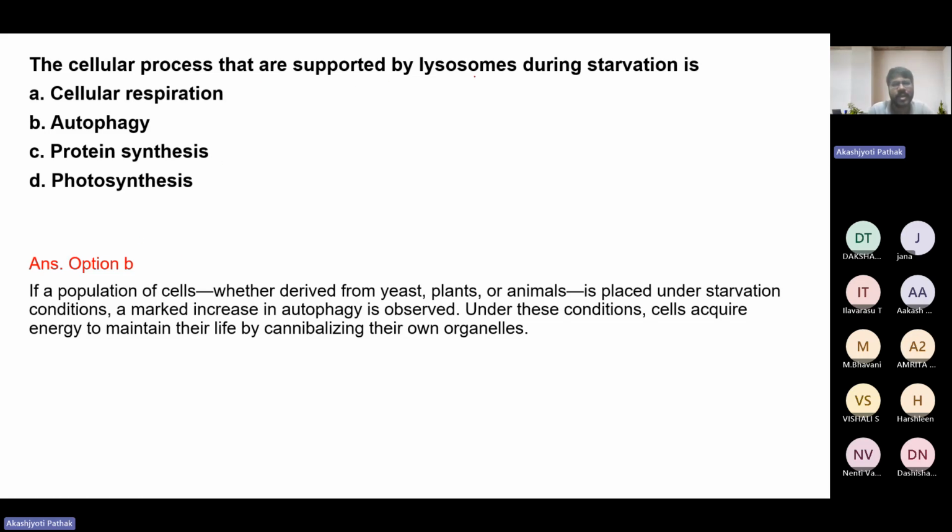So the cellular process that is supported by lysosome during starvation is what? Just now we discussed, it is autophagy. Okay. So what is autophagy? If a population of cells, whether derived from yeast, plants or animals, is placed under starvation conditions, then what will happen? There will be a marked increase in autophagy. And under these conditions, the cell acquires energy to maintain its life by cannibalizing its own organelles. Okay, so the cell will start degrading its own organelles so that the metabolites can be provided for survival of the organism. Okay.